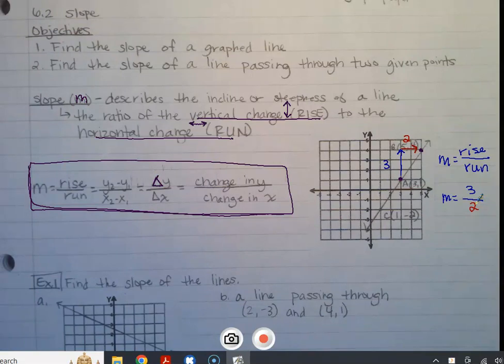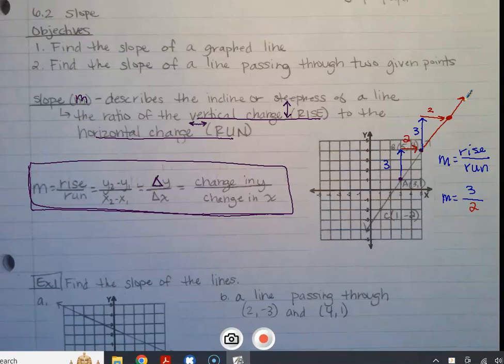You don't simplify slope, you prefer it to be a fraction, because you'll use it to graph another point. To graph the next point on this line, you could go up 3 again, and then go over 2, and you would put another point, and you could continue this graph.